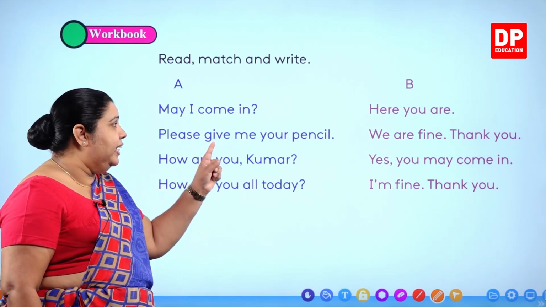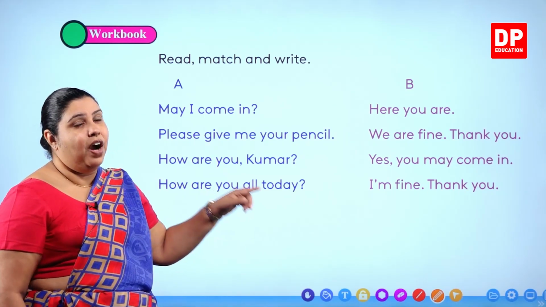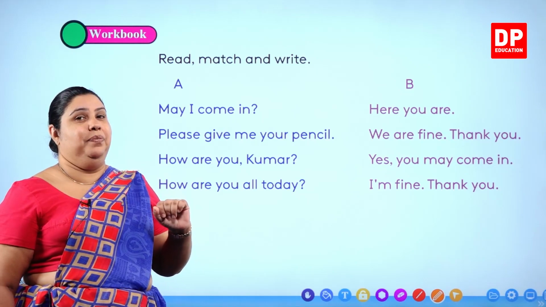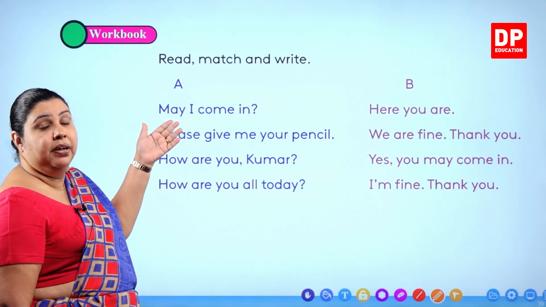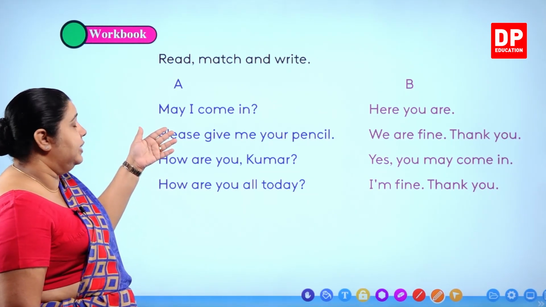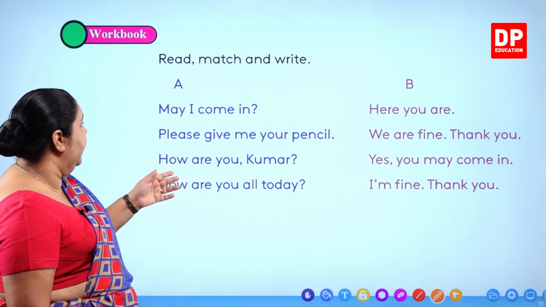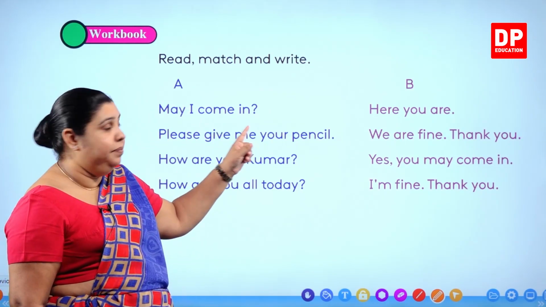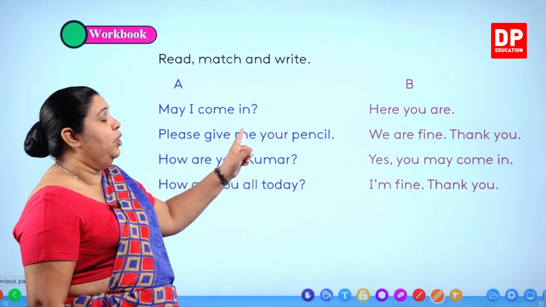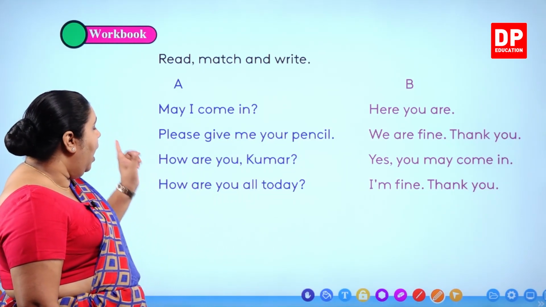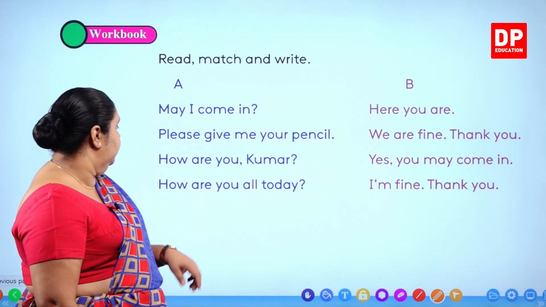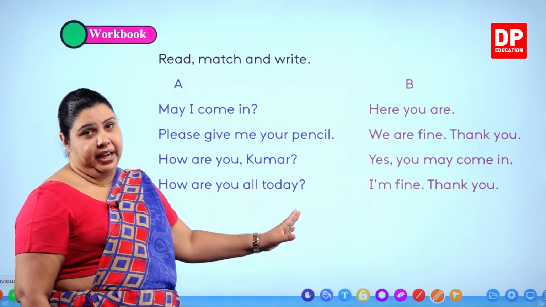Now all these words we found in our pupils book lesson. Okay? So what are the sentences? We will read them once again. Section A has, may I come in? Please give me your pencil. How are you, Kumar? How are you all today?